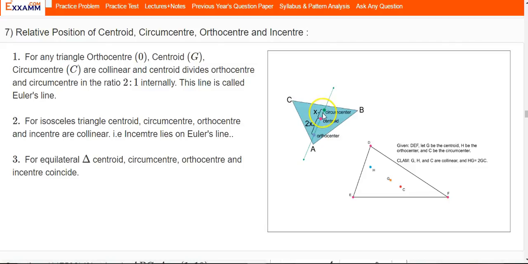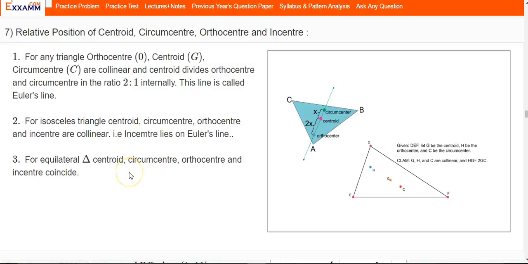So there will be questions mixing the two facts, where the circumcenter would usually be the origin, and then the orthocenter would be 3x. So keep that in mind. Now if the triangle is isosceles, then in that case on this Euler line itself, the incenter would also lie. And the last and most important fact is that we have read that in the case of equilateral triangles, the centroid, circumcenter, orthocenter and incenter, all 4 points coincide.